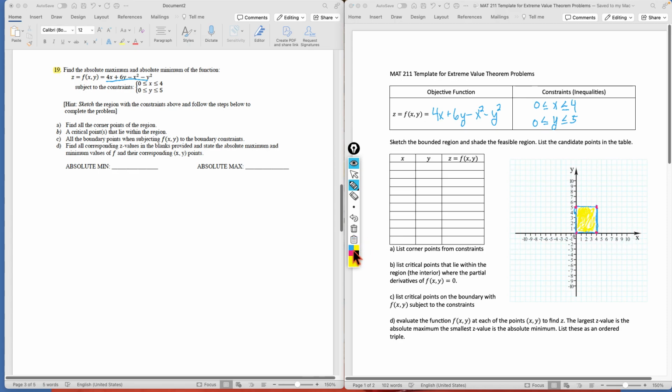One of the first things we want to get is to list the corner points from the constraints. Most of the ones we're dealing with have rectangular corners. So we see the point 0, 0 here. Once we draw it, it's by inspection. We see the point 4, 0, x is 4, y is 0. I'm not listing them in any particular order. We get the point 0, 5, so x is 0, y is 5. And then we get the point 4, 5. So those are our corner points.